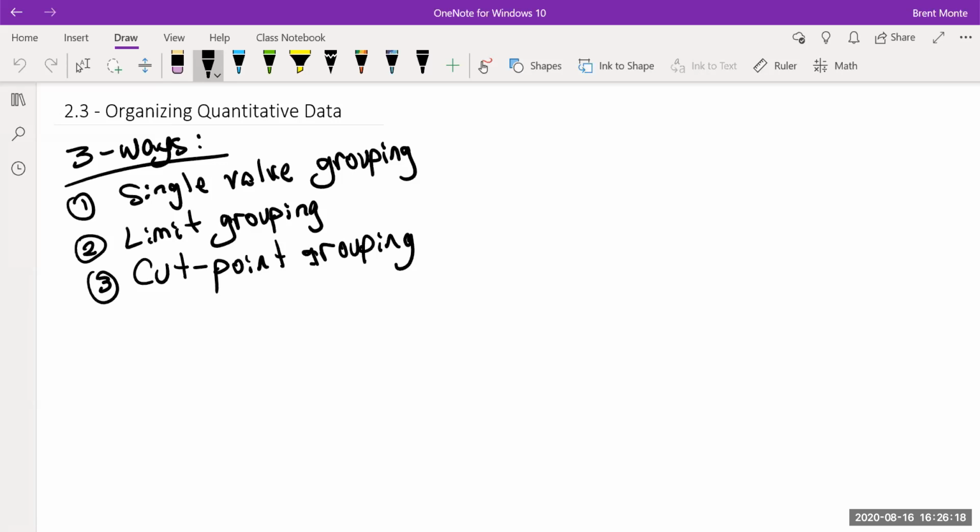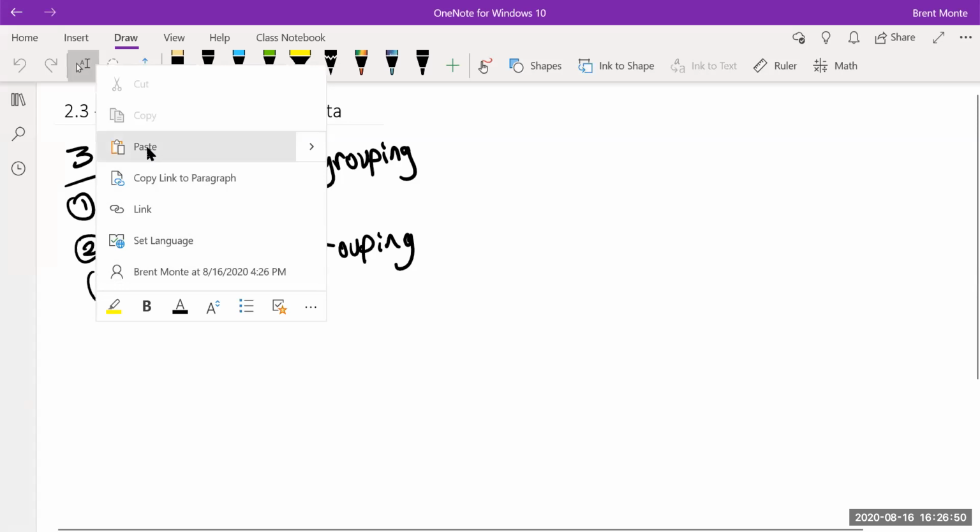All right, so when do we use these? Now I'm going to grab a picture to talk about when we would actually use these groups. All right, so let's do this. I'm going to grab this, and I've already grabbed it, and I'm going to put it here, and we'll see what that looks like.